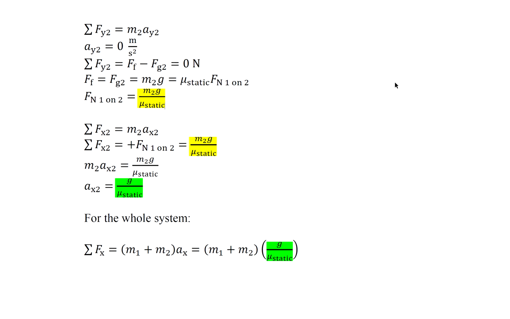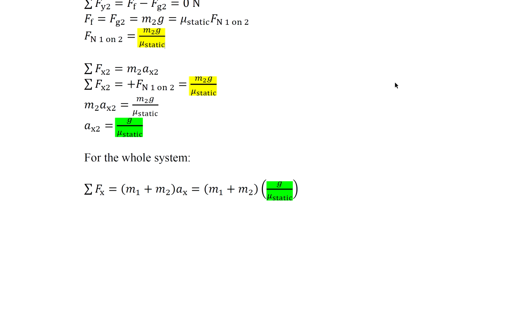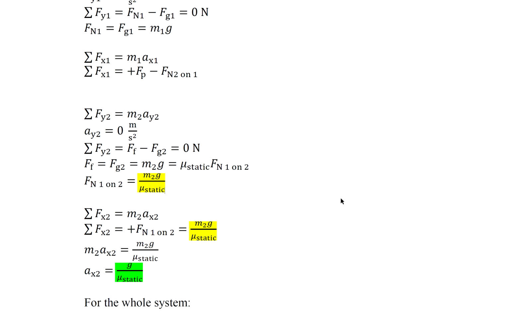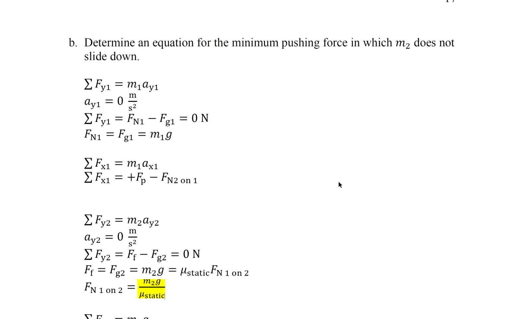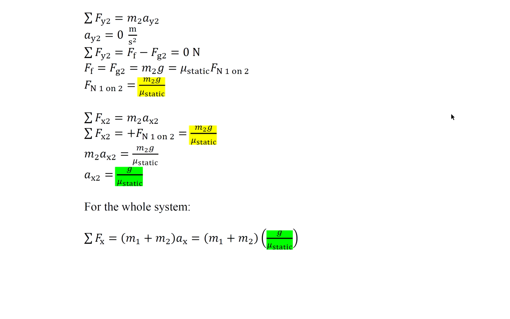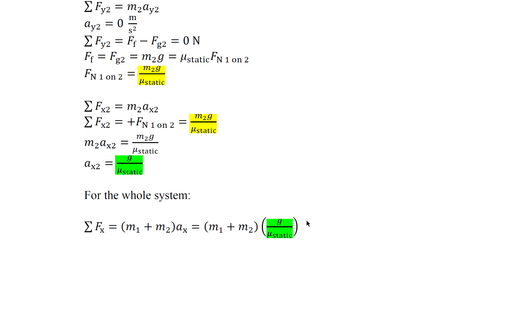So for the whole system, sigma F sub x equals m1 plus m2 times a sub x is equal to this. So this is the force needed to push the object, so m2 doesn't slide down. Because they want us to solve for the minimum pushing force, which we have here.